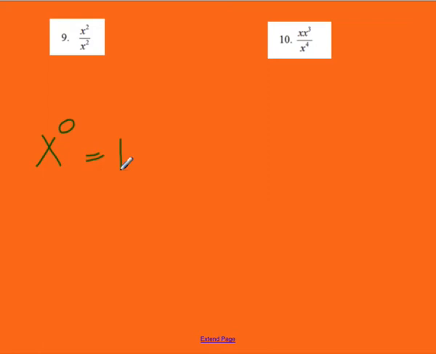Let's take a look at number 10. For number 10, what I like to do is make sure the numerator and the denominator are fully simplified before I move on. So I have x to the 1st times x to the 3rd. I'm going to add those exponents, and that gives me x to the 4th. Then we're going to divide that by x to the 4th. Now I want to subtract those exponents because I'm dividing them. Well, 4 minus 4 is going to give me 0. And again, anything to the 0 power is going to be equal to 1.